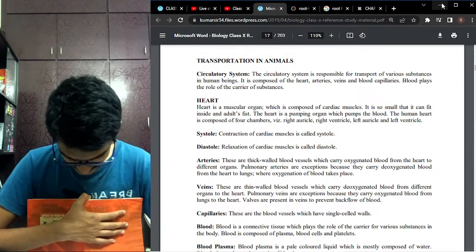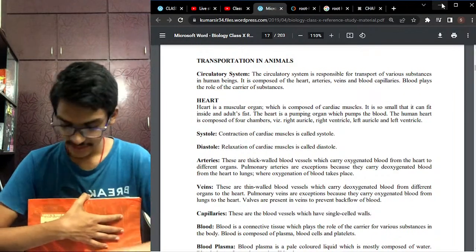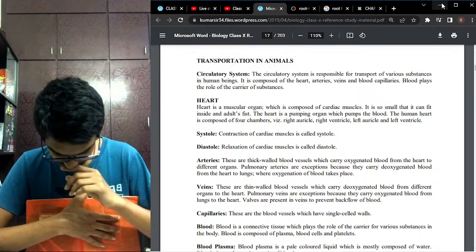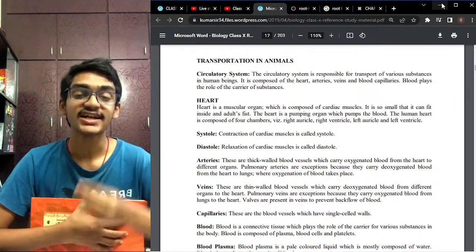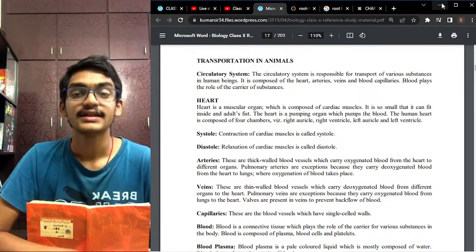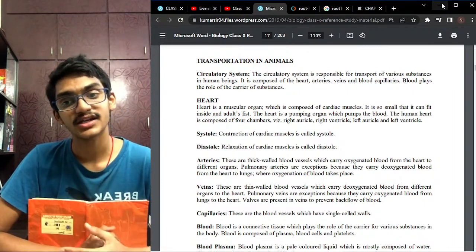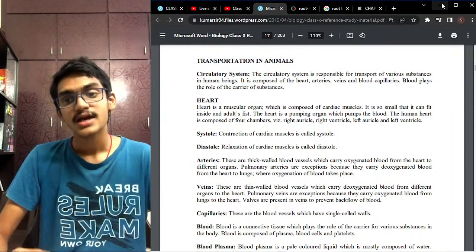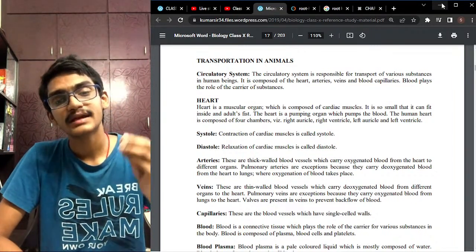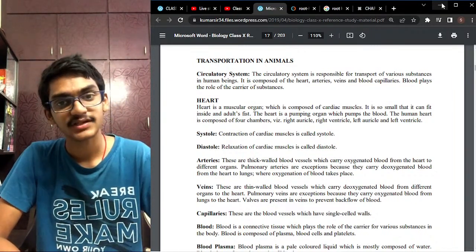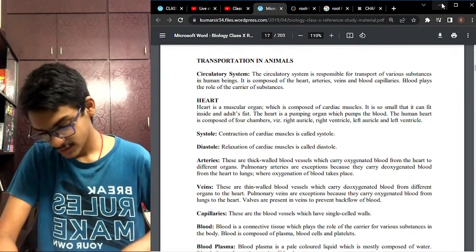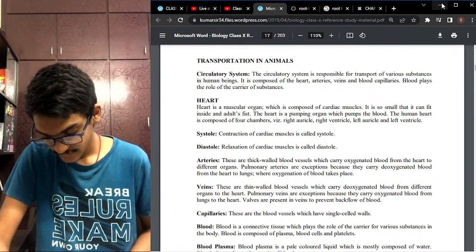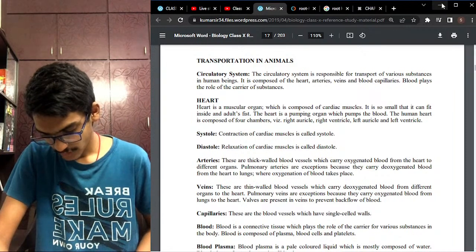I think now you got an understanding, right? Now let us see what is a circulatory system. Now circulatory system, how the transportation will take place in animals. That is in human beings, how the circulation process will take place. The circulatory system is nothing but which is mainly responsible for the transportation of various substances in human beings. That is considered to be the circulatory system.